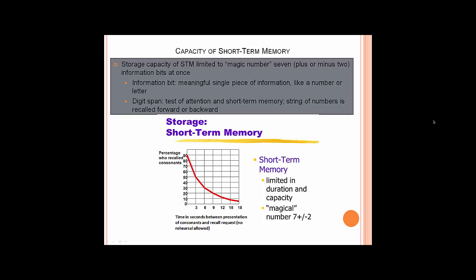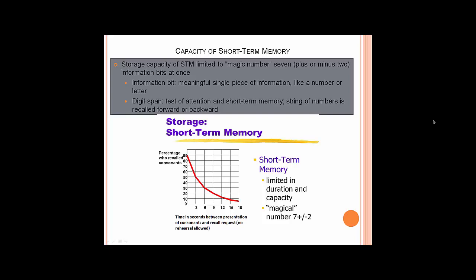I know certainly in the WAIS, there's a digit span, and what you're given are a series of numbers. So you start with 2 numbers, and 3 numbers, and 4 numbers, and 5, and so on. Then, as you remember those numbers forward, you're given another set of numbers and told, now recall them backwards.